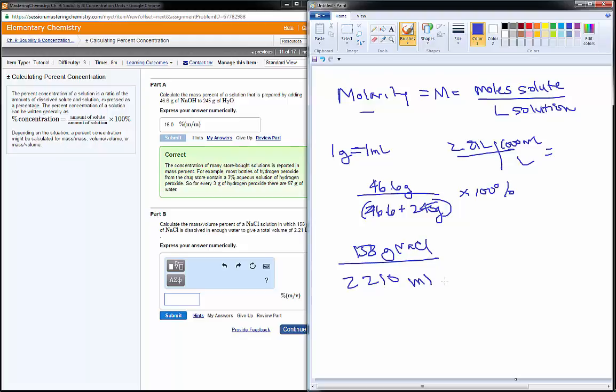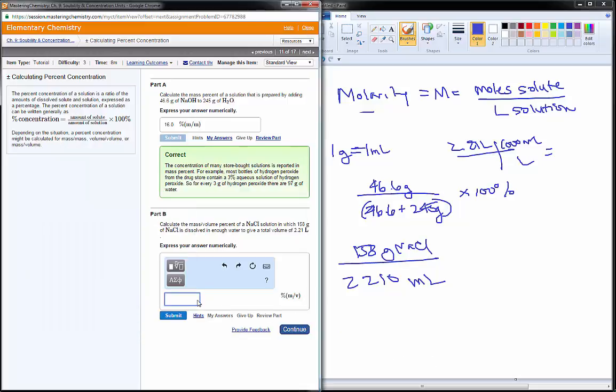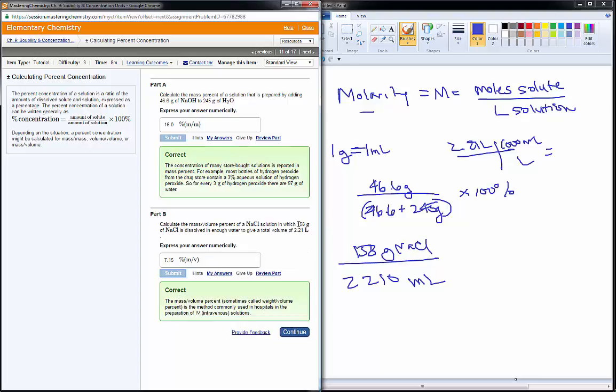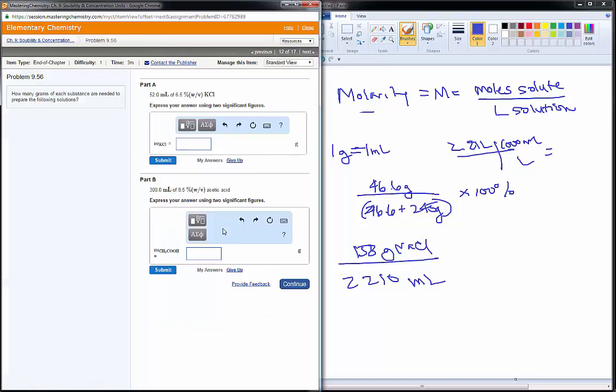2,210 milliliters of our solution. So this is a mass over volume. So 158 divided by 2210, that gives me the fraction. Multiply that by 100 to make it a percent. This is a 7.15% mass per volume solution. Your numbers are almost certainly different from my numbers, so don't just put in 7.15%. But that's how to do that one.